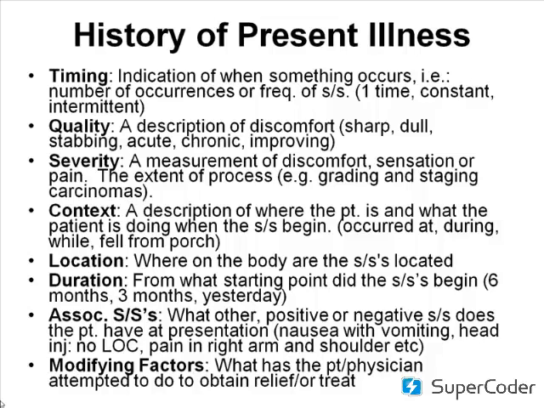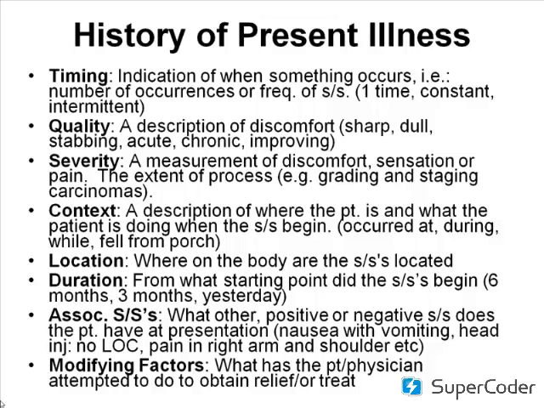Is it sharp? Is it dull? Is it stabbing? Is it acute? Is it chronic? Is it improving? Is it better? Is it worse? Severity is literally a scale of 1 to 10. What I see frequently is has a moderate cough. That's really not severity. Severity means a scale of 1 to 10, okay, or doubled over in pain, crying.